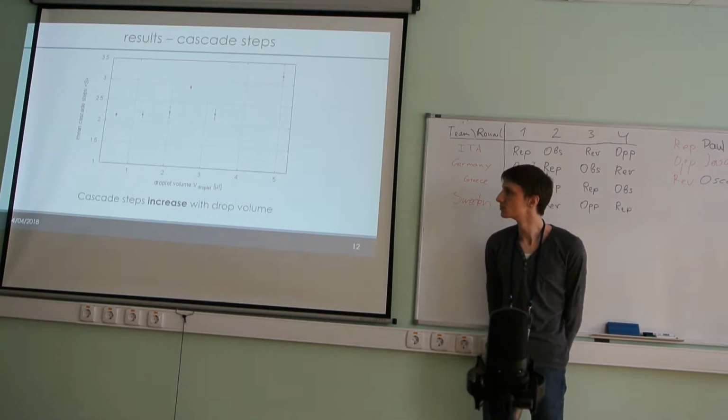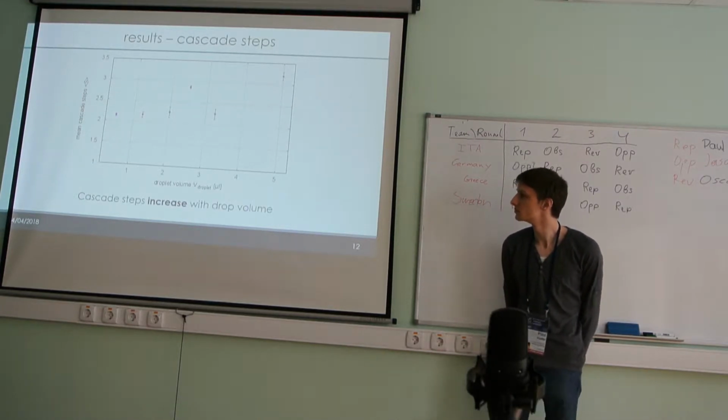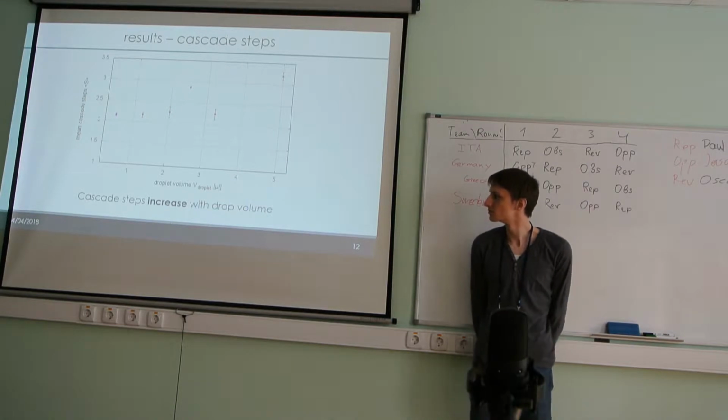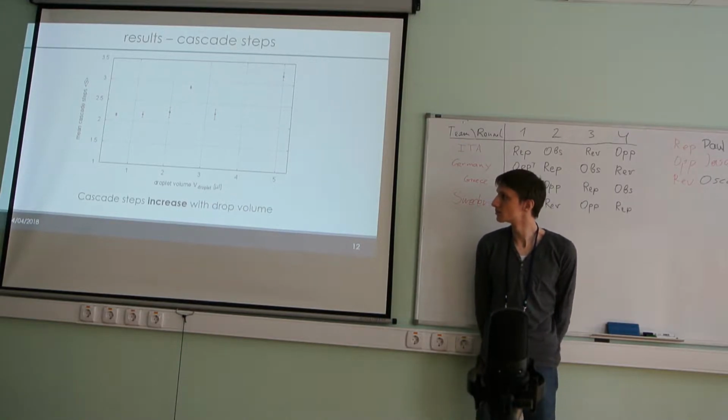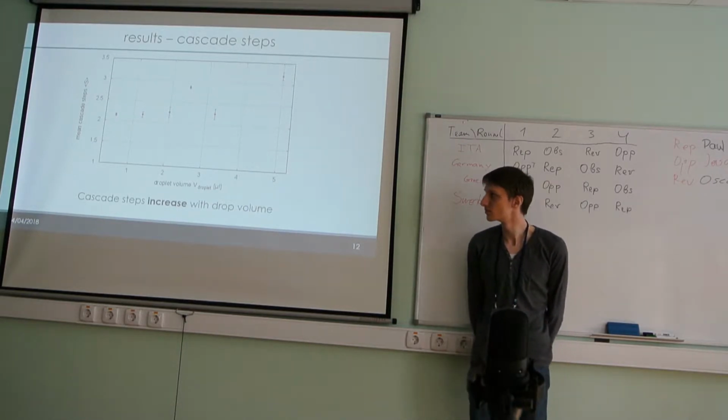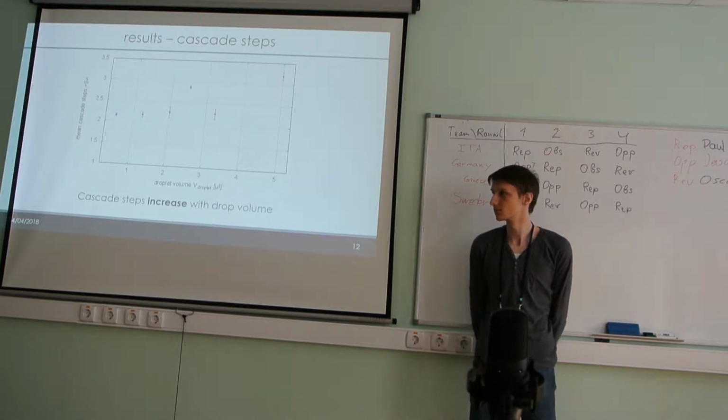So let's come finally to our results. Here you can see how the initial droplet volume is related to the mean number of cascade steps, and as you can clearly see, the number of cascade steps, how far it gets down, increases with the droplet volume.